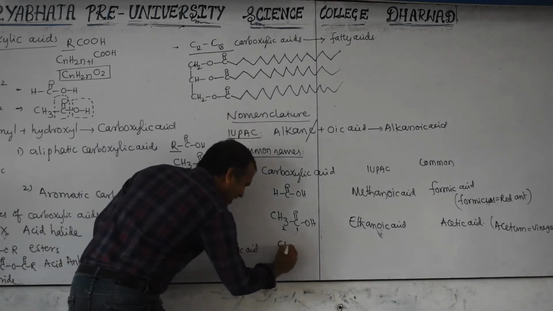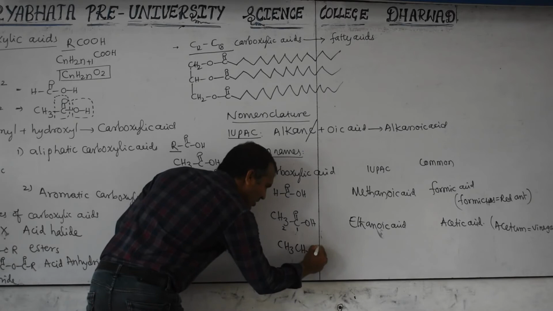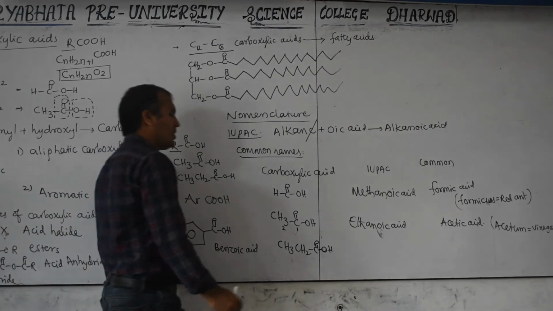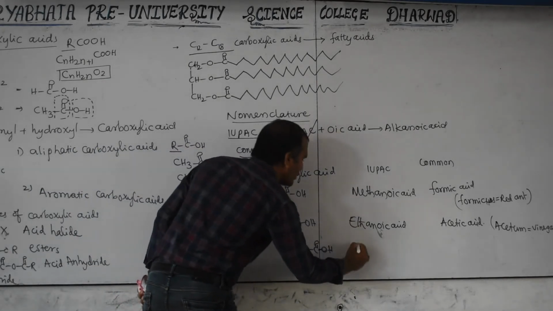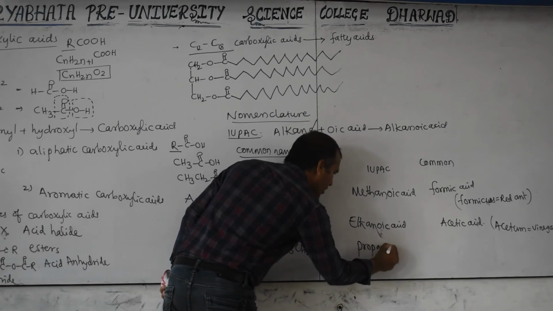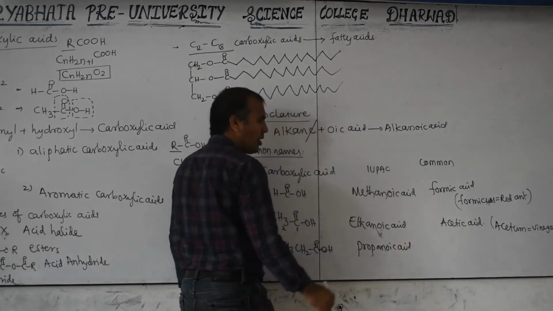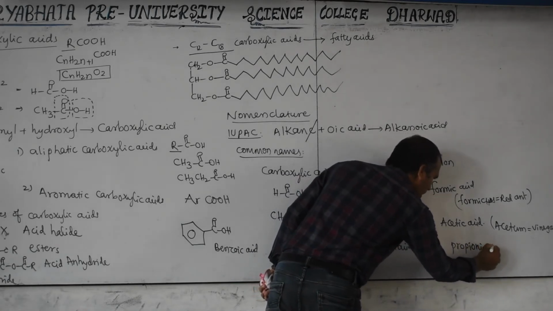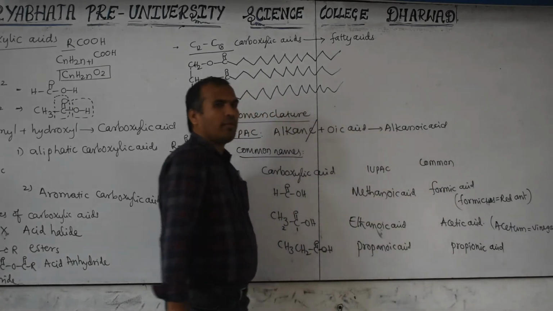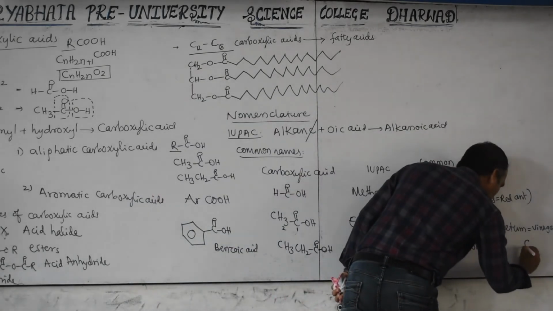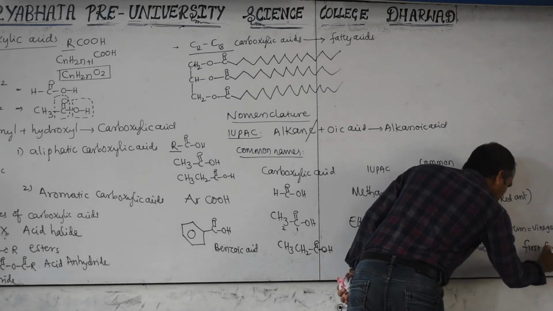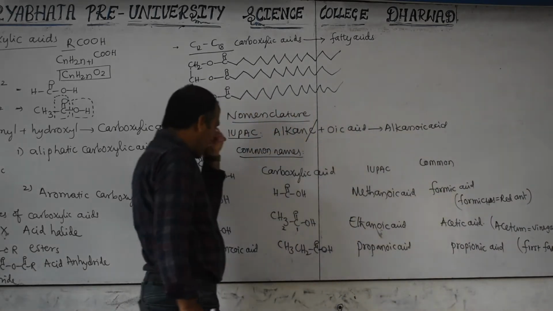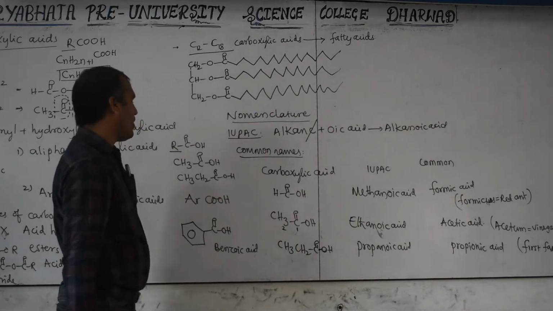Next. CH3, CH2, C double bond OH. How many carbons are there? 3 carbons. With 3 carbons we use alkane plus oic acid, propanoic acid. Next, the common name is propionic acid. These are common names. How is propionic acid derived? This is called first fat. Okay, first fat, that is called propionic acid. That's what it is called, propionic acid.